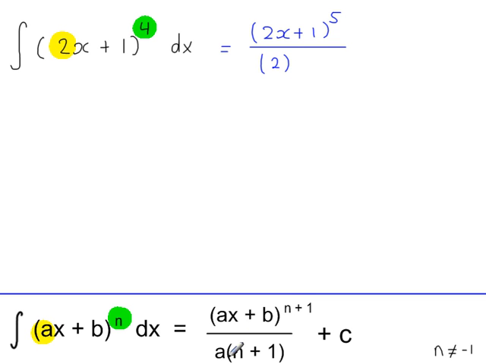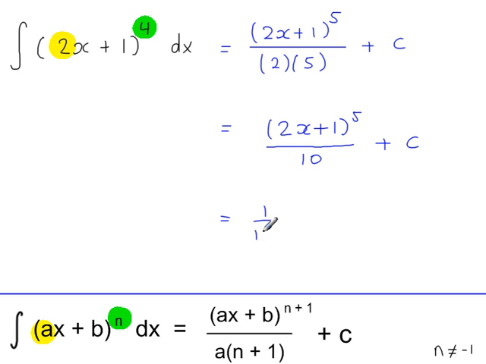We're also dividing by n plus 1, the new power. So we're dividing by the new power there, which is 5, plus c. And then simplifying, we have 2x plus 1 to the power of 5 over 10 plus c, or 1/10 2x plus 1 to the power of 5 plus c.